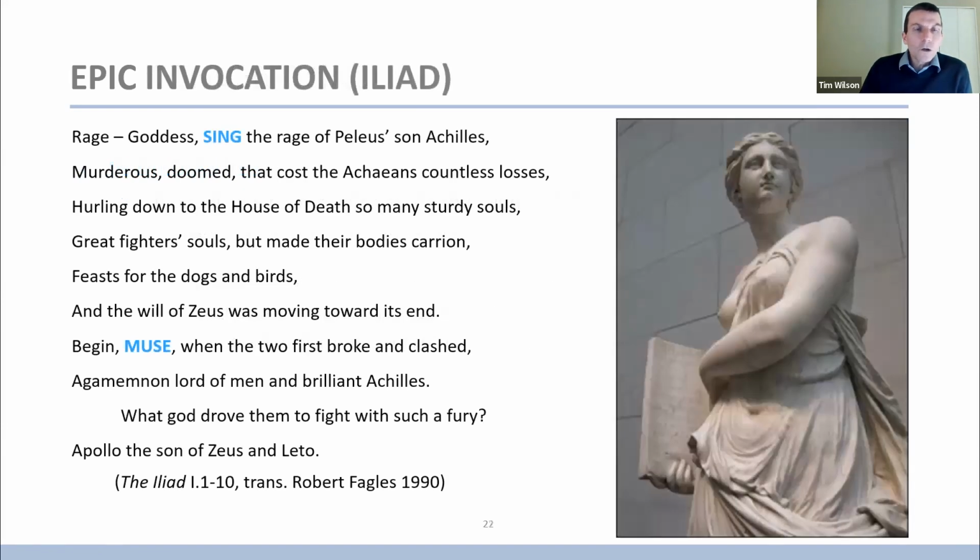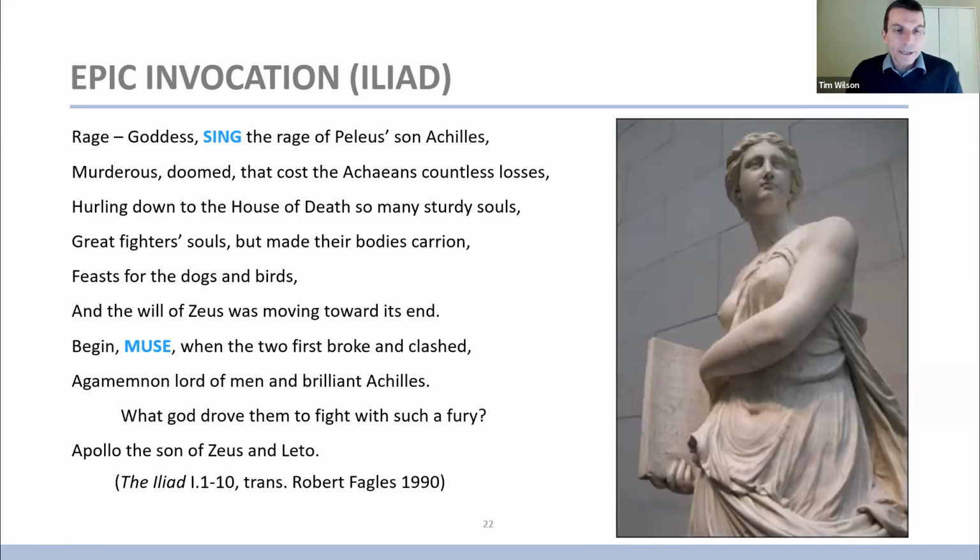Trust me. Okay, so the other convention I want to highlight is the epic invocation. So, invocation of the muse to guide the poet to tell this story that is so beyond their experience. So the invocation usually lasts several lines at the beginning of these epics, and often the muses are invoked to guide the poet later on in the epic as well. But at the beginning, there's almost always an invocation of this sort.